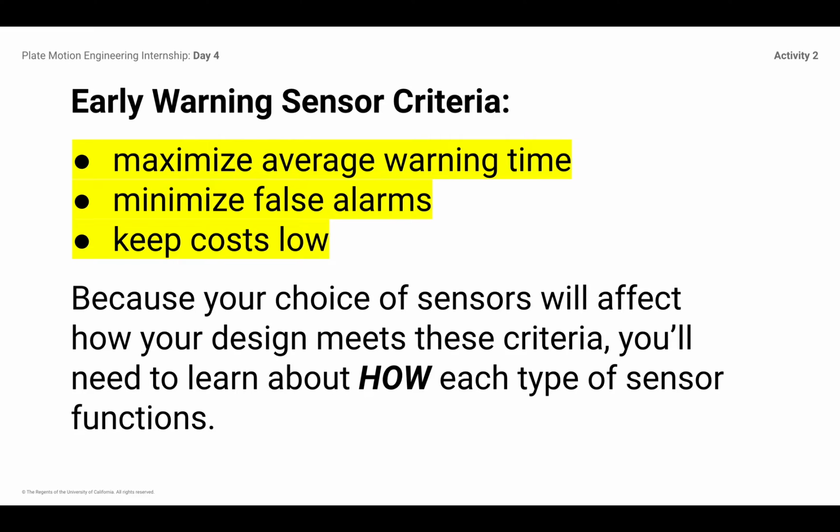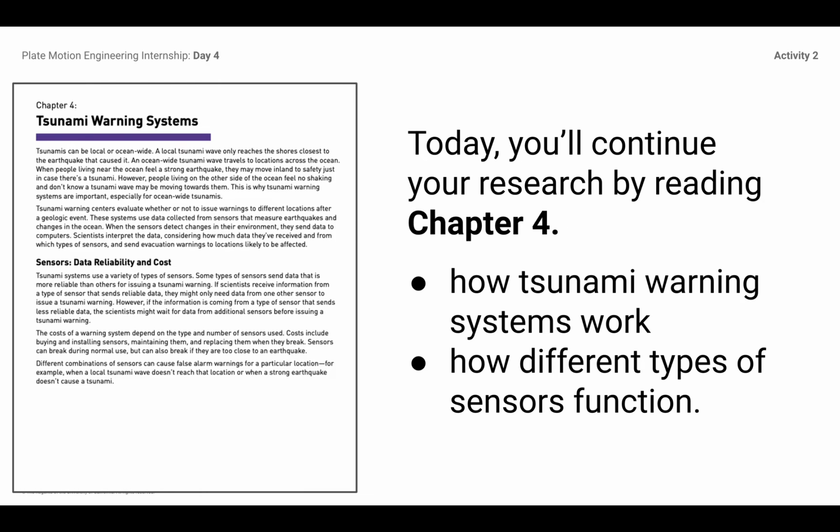Okay, because your choice of sensors is going to affect how your design meets these criteria, you need to learn about how each type of sensor functions. You're going to go to your chapter 4 in your dossier. Go to chapter 4. It's pages 10, 11, and 12. And I want you to read and annotate pages 10, 11, and 12. Do that and then come back and I'm going to help you fill out a worksheet that's going to help you compare and contrast.